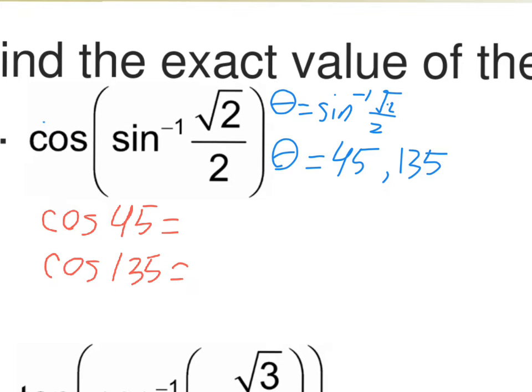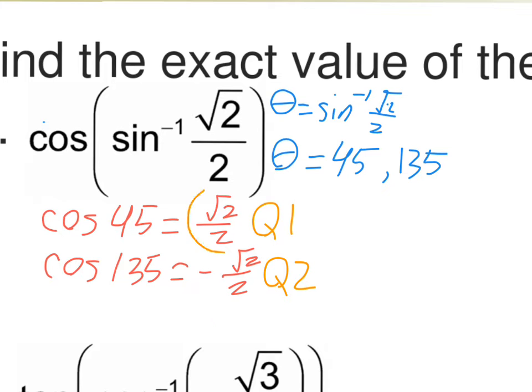Cosine of 45 gives us square root of 2 over 2. Cosine of 135 gives us negative square root of 2 over 2, where the cosine of 45 exists in quadrant 1, and the cosine of 135 exists in quadrant 2. Now, for the actual problems, I will tell you what quadrant I want you to focus in, and that's what we'll work off of. So if I said, give me the quadrant 1 answer, you would then give me the square root of 2 over 2.